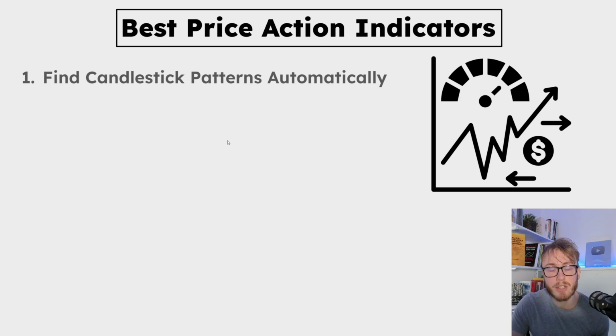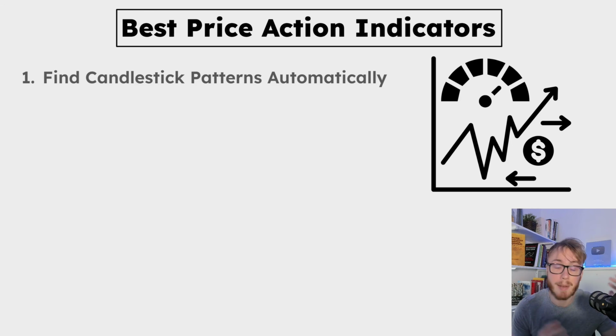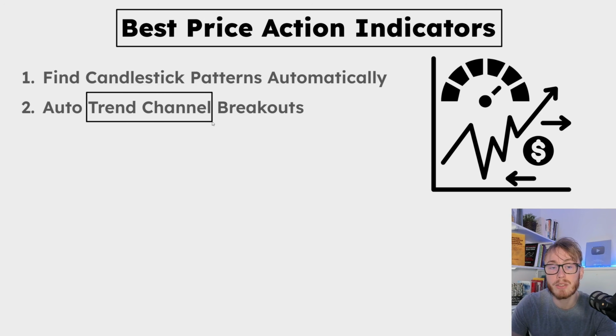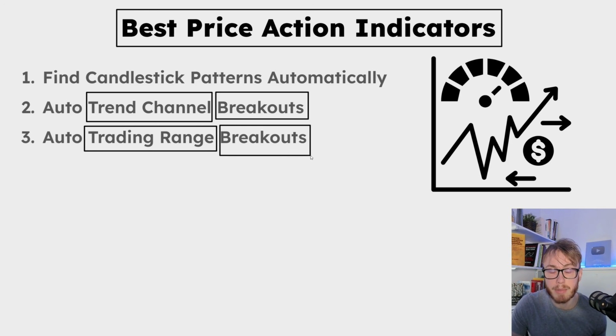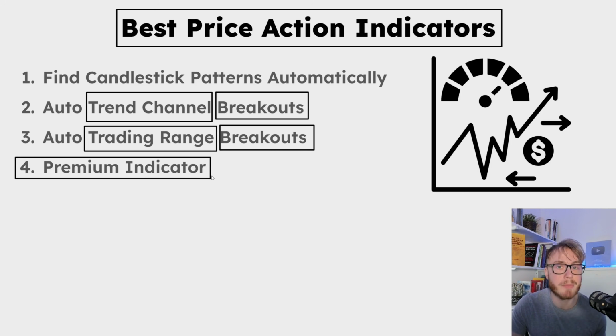And the indicators I'm going to talk about in this chapter: first of all, I will talk about an indicator that you can use to find candlestick patterns automatically. And this is an amazing indicator in TradingView that I really think all of you guys should learn about. The second indicator is one that automatically finds trend channels, but also finds the moments on the chart when we see trend channel breakouts. After this, we will also cover an indicator that finds trading ranges and breakouts. And last, but definitely not least, we will take a look at a premium indicator.